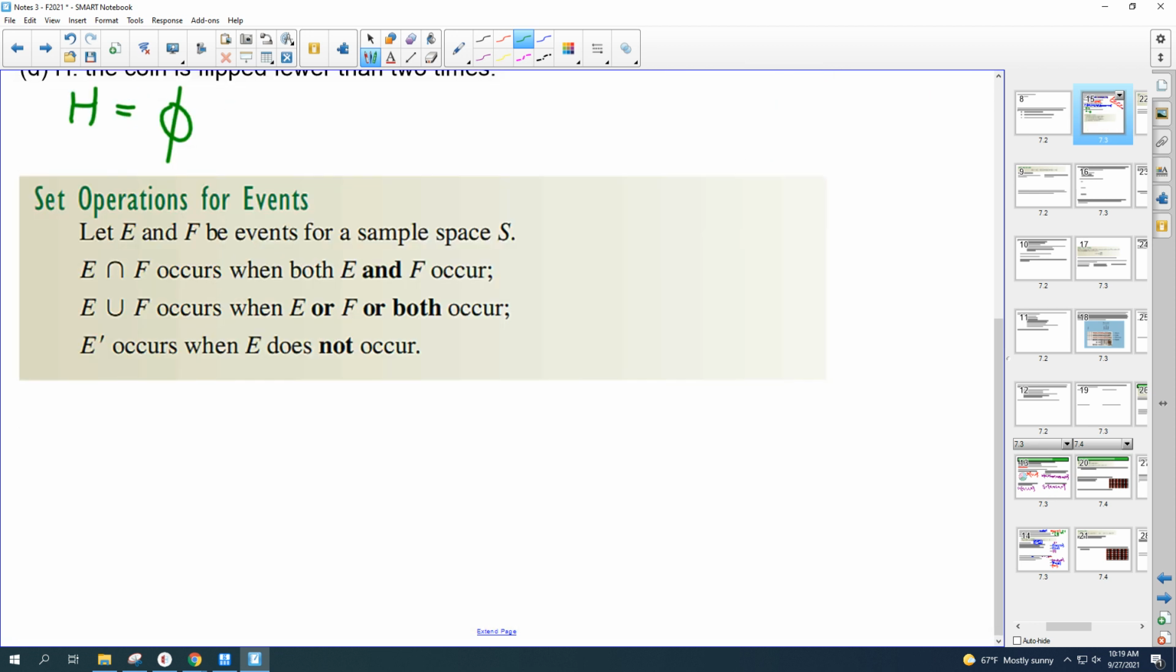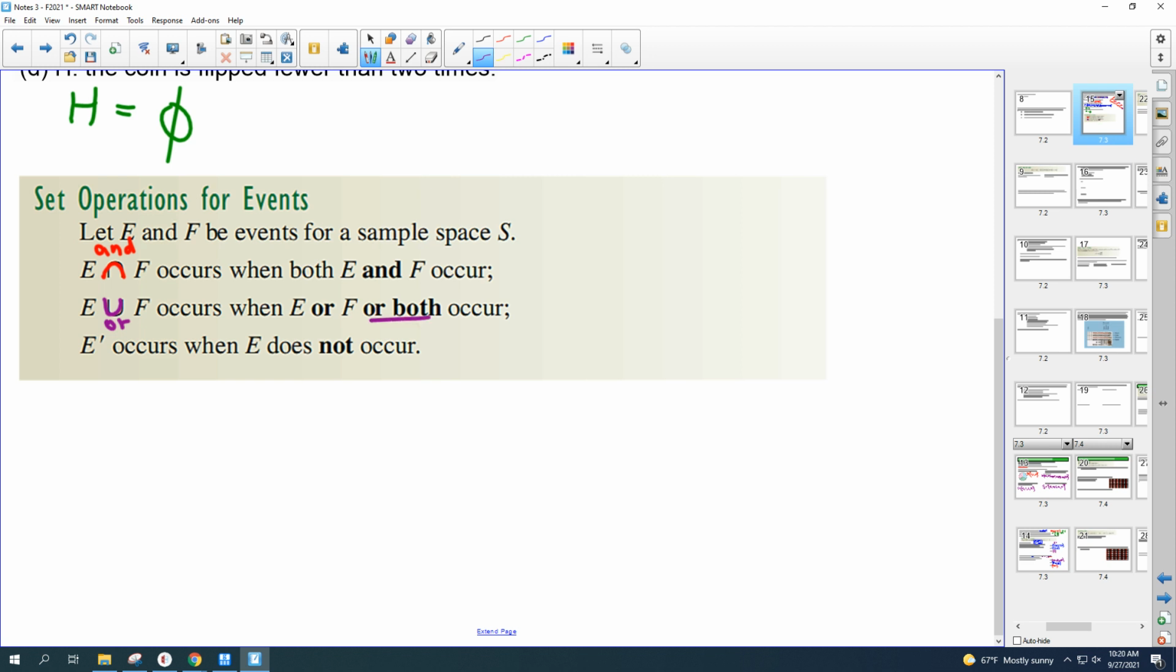Set operations. So again, we've got these symbols, the intersect symbol and the union symbol. It says let E and F be events for a sample space S. I read this as and. E and F occurs when both E and F occur. The union of E and F I will read as or. E or F occurs when E or F or both occur.